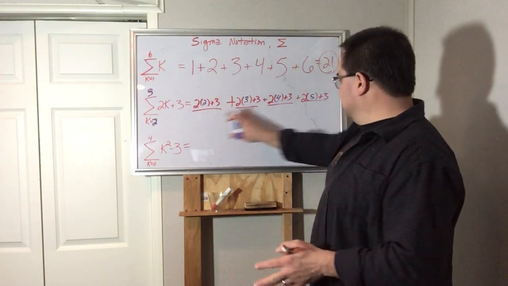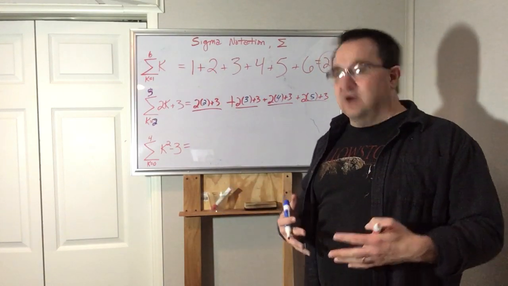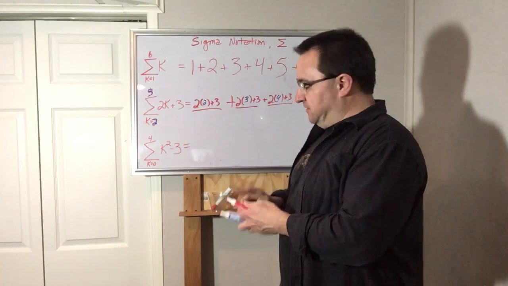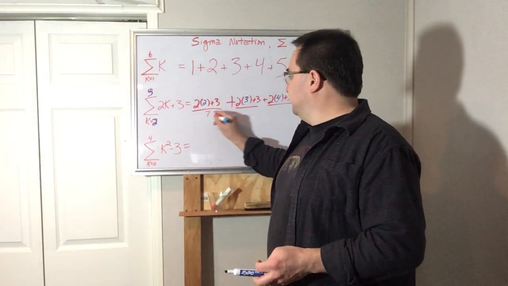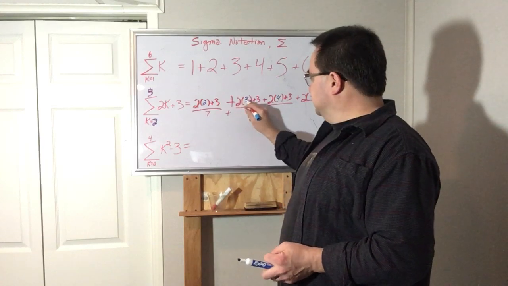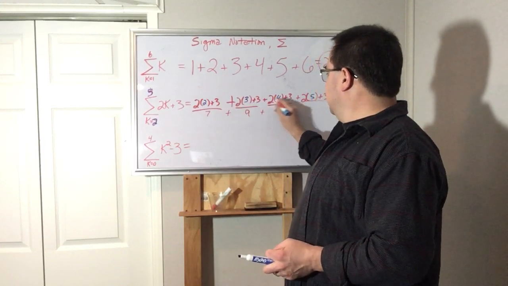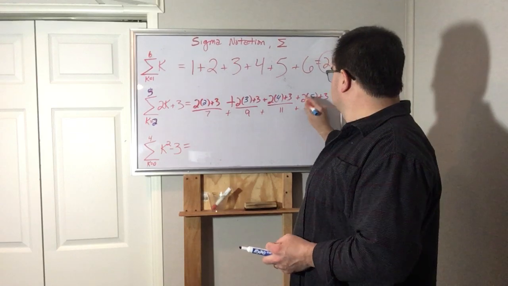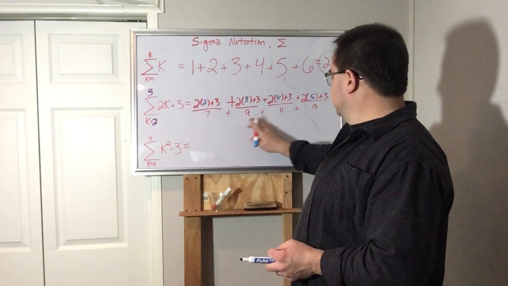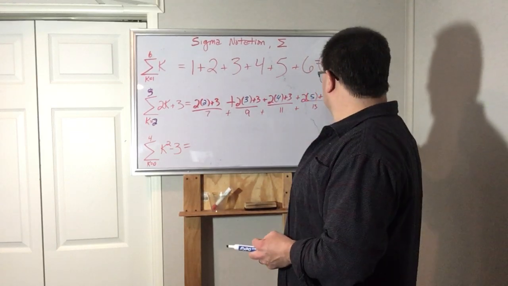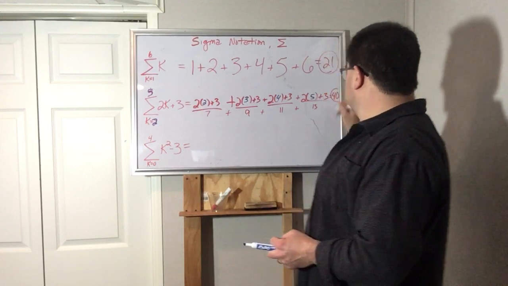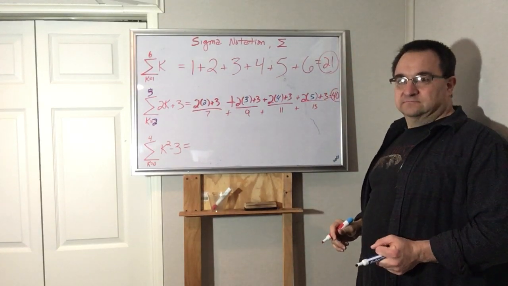My actual answer is what I get when I add all that up. So let's do that. This would be 4 plus 3 is 7. This would be 6 plus 3 is 9. 8 plus 3 is 11. 10 plus 3 is 13. So this would be 20, 30, 40. So that answer is 40.